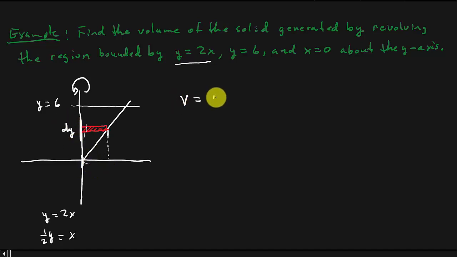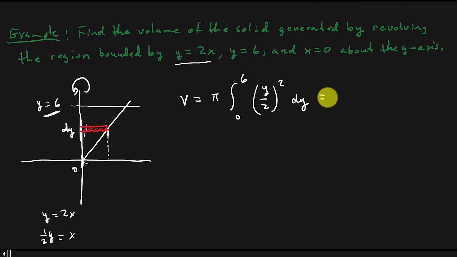And so the volume is pi from what? Now, this is 0. So I'm integrating with respect to y. That means the limits on my integral have to be y values. So I'm going from 0 to 6. And I'm integrating y over 2, or 1/2 y, doesn't matter how you write it, and that's squared, dy.